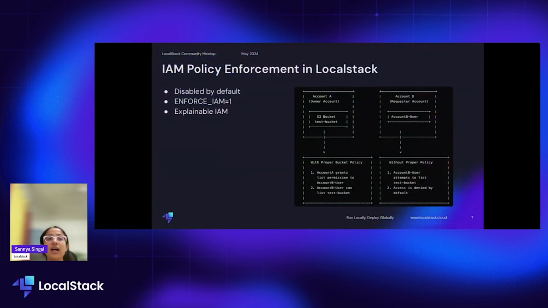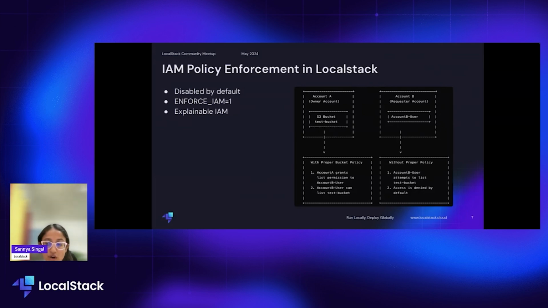Now, there are some key points we need to consider while working with IAM enforcement in LocalStack, right? IAM is supported by LocalStack, but it is disabled by default, and you can enable it by using the enforce IAM flag and setting it to 1. LocalStack also has a very interesting feature, which is the explainable IAM feature. It provides a lot of helpful information in the logs if and only if the enforce IAM variable is set to 1. We also have IAM soft mode and IAM policy streams.